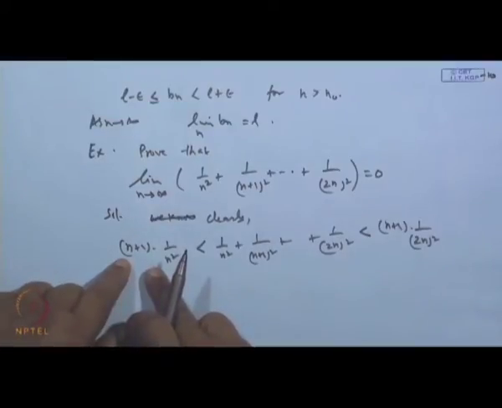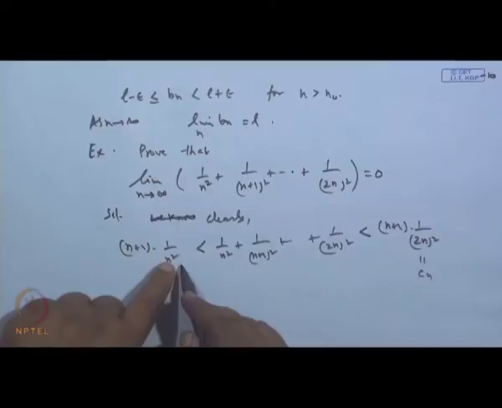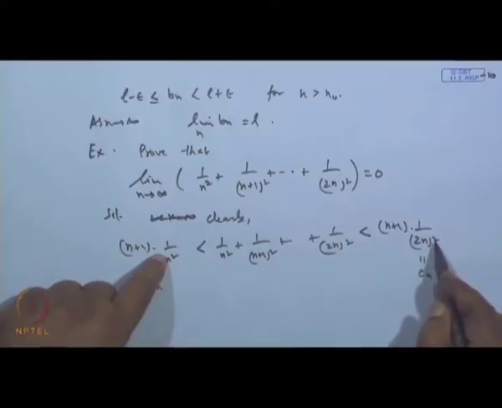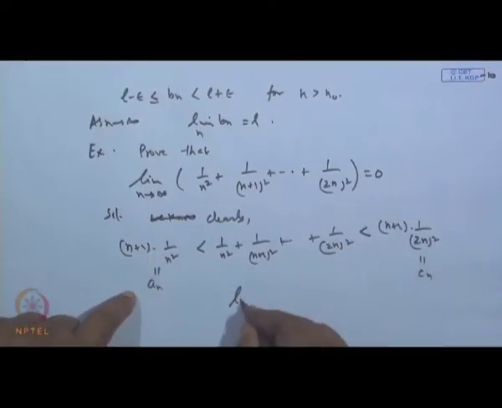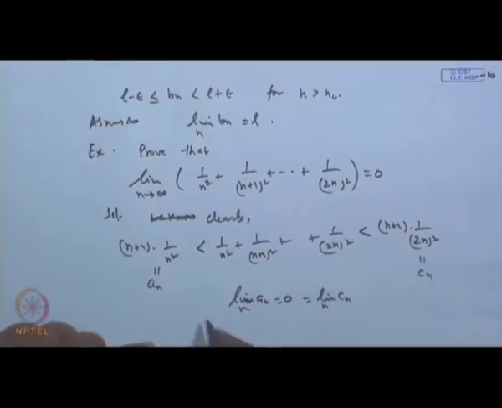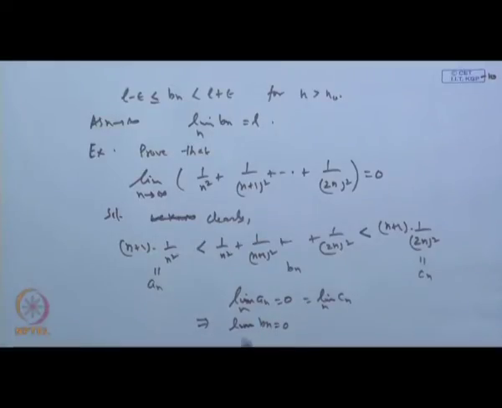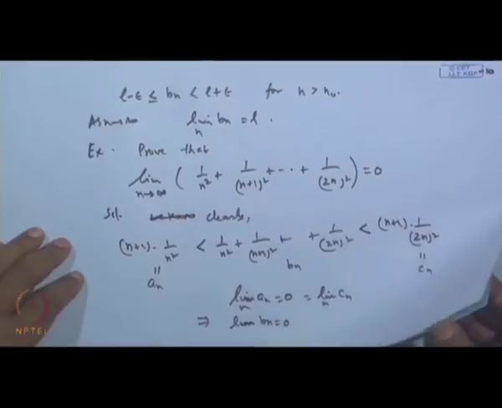Now, as n tends to infinity, this is our A n, this is our C n. Because the denominator has larger degree than the numerator, this will go to 0, and this will go to 0. So, the limit of A n is 0, the same as the limit of C n. Therefore, the limit of B n must go to 0. This is our B n. So, this shows very interesting things.